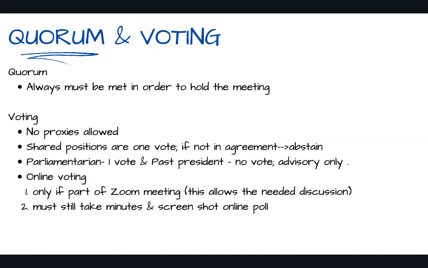One common question that we get about voting is if online voting is permissible. This is only allowed if the voting is actually part of a Zoom meeting. The reason for this is that we need to make sure that there is an opportunity for members to actually discuss the motion at hand. An online voting poll with no Zoom meeting does not allow for discussion, and this would not be allowed. Once the online voting is done, you still want to make sure that you are taking minutes and take a screenshot of the online poll.